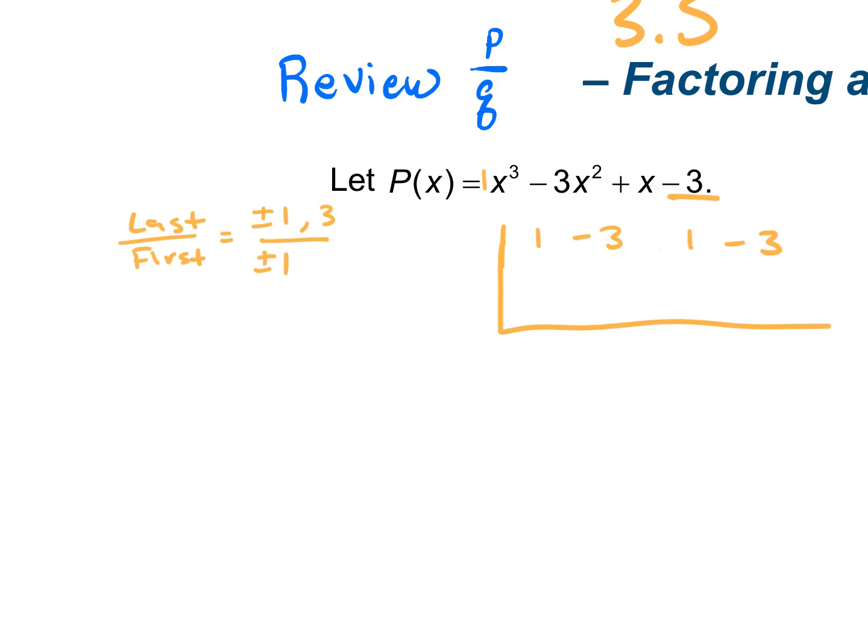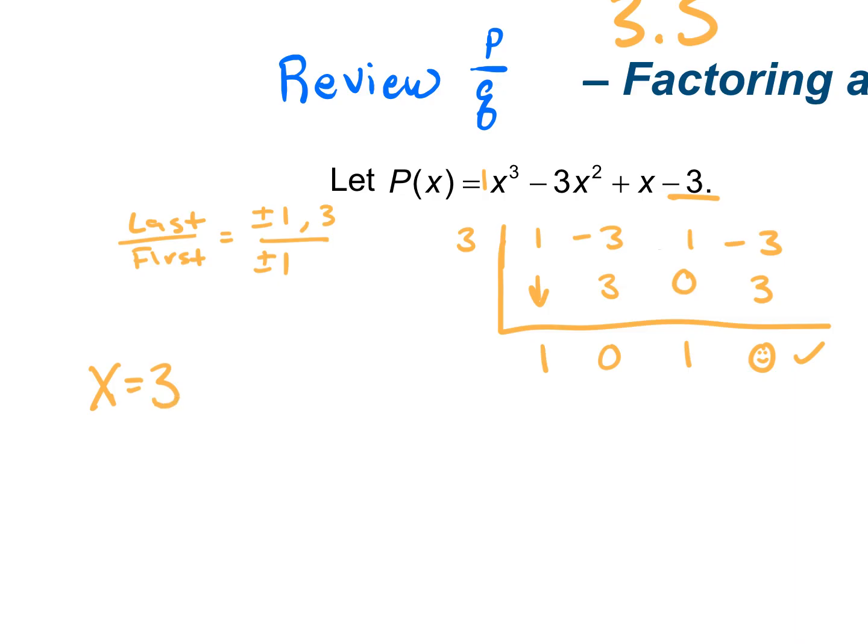And then what do you want to try first? I want to try 3 first. So we're going to drop down the 1, multiply on the outside. We get 3, add 0, multiply 0, add 1, multiply 3, add 0. Does it work? Yes. So one of our answers is what? 3. So x equals 3.